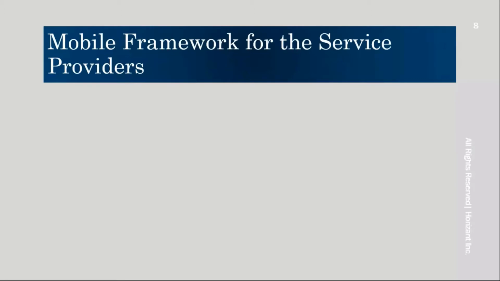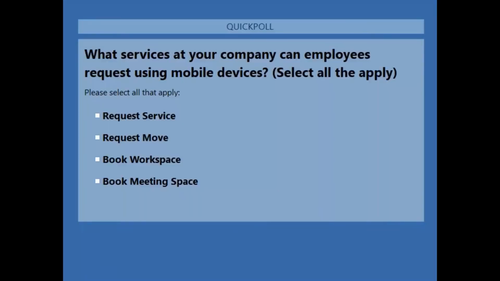Now, before I get into that, I do have our first poll question. We're going to add something new to our Ask Greg series. So if we can go ahead and put that first poll up. What we want to do is get to know a little bit about what kind of things you allow your employees to do. So there are 4 choices, pick all that apply: request service, request to move, book workspace, book meeting space. So please take about a minute or so, fill in those things that apply to you, and then we'll see a quick result of what's going on.